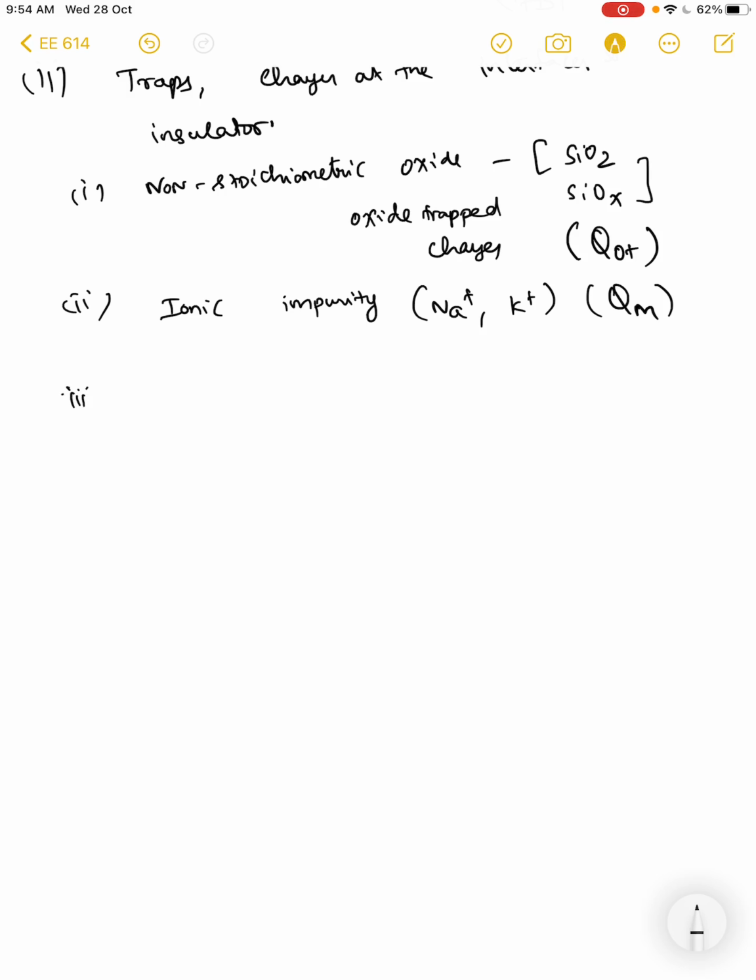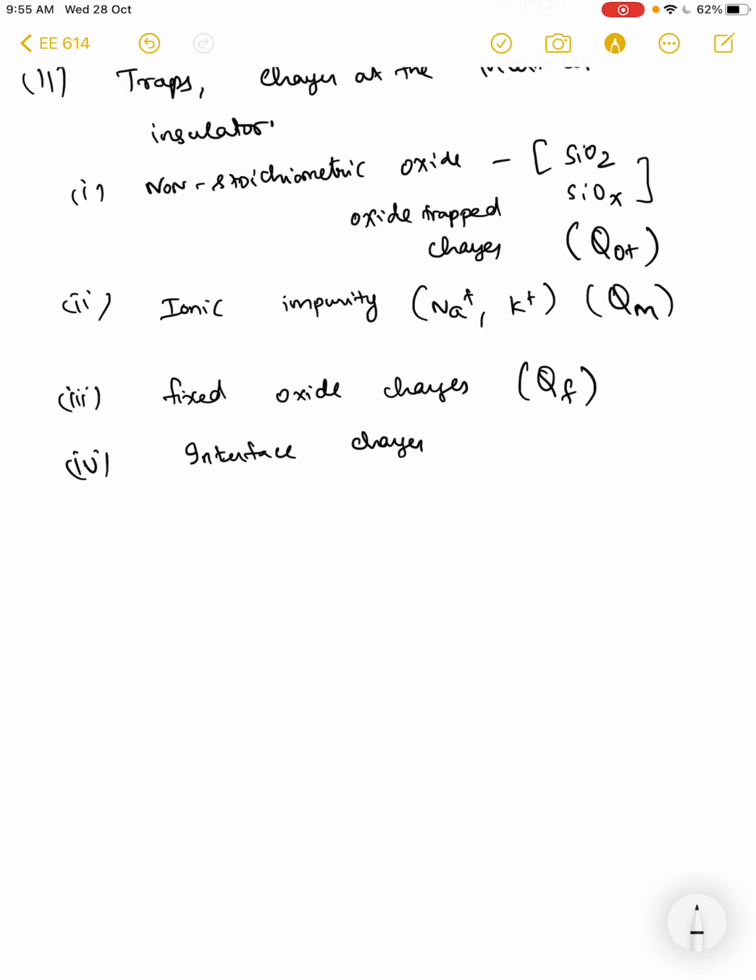The third source of oxide charges is called fixed oxide charges. These can once again be non-stoichiometric defects in the silicon. But these do not move and they are very close to the interface. They are called fixed oxide charges. And the last but not the least is called interface charges.